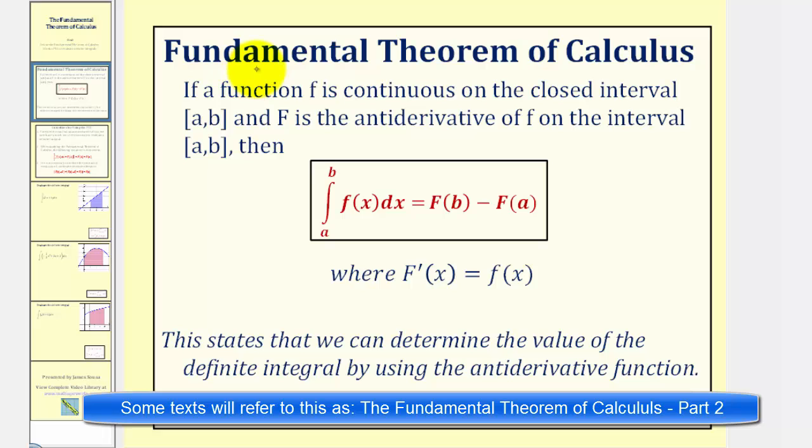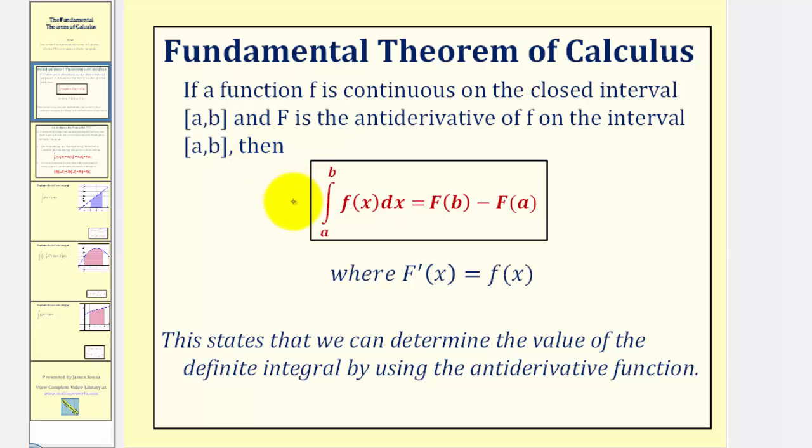The Fundamental Theorem of Calculus states that if a function f is continuous on the closed interval from a to b, and big F is the antiderivative of little f on the same closed interval, then the definite integral of f of x, integrated with respect to x from a to b, is equal to big F of b minus big F of a. So this states that we can determine the value of the definite integral by using the antiderivative function.